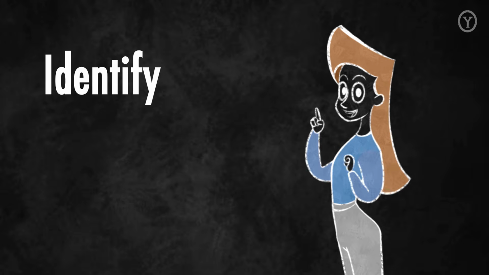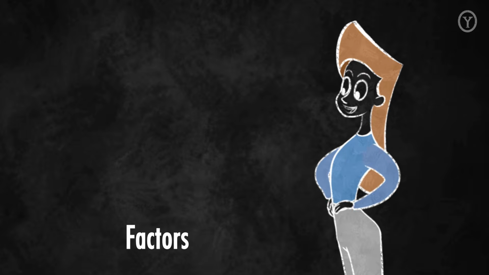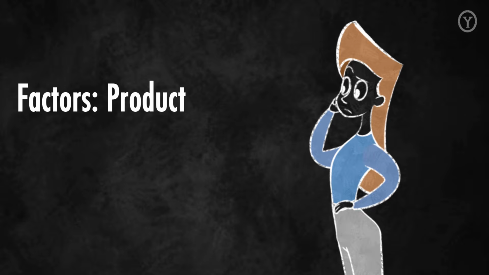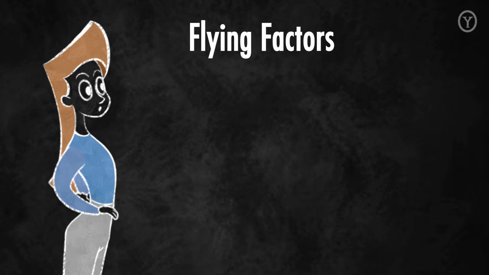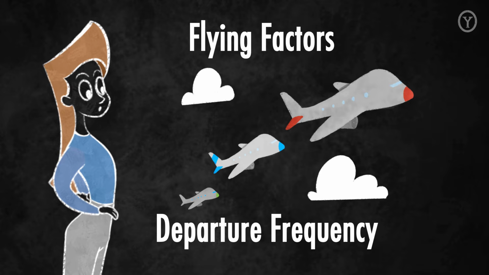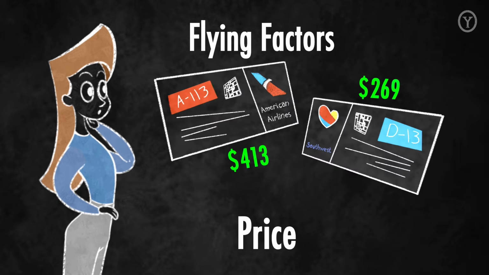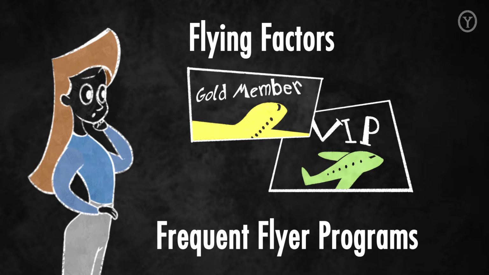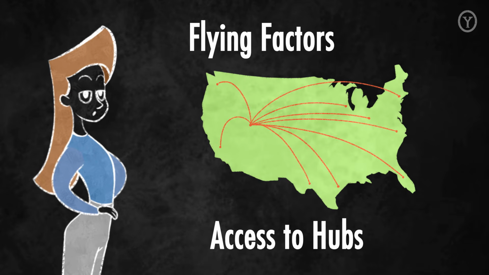First, identify the factors that customers consider when choosing among options and put these on an x-axis. These are sometimes referred to as product attributes or the customer buying criteria. When flying, customers tend to consider a variety of factors such as departure frequency, friendly service, on-time arrivals, price, availability of meals, seating choices, frequent flyer programs, safety, and access to hubs.